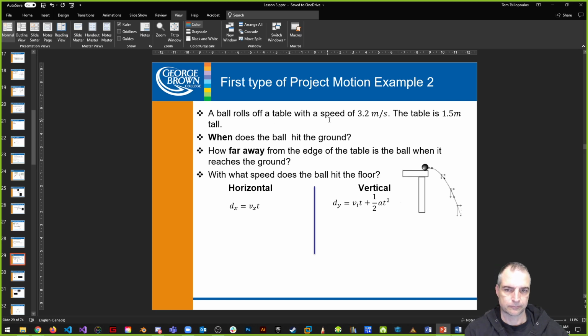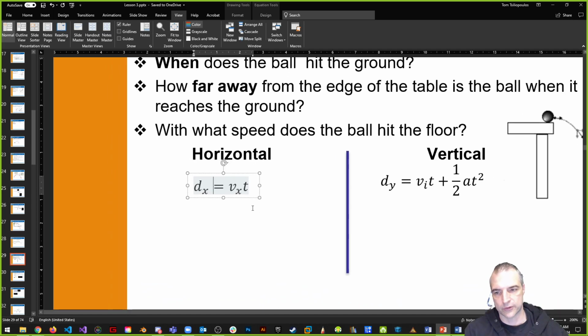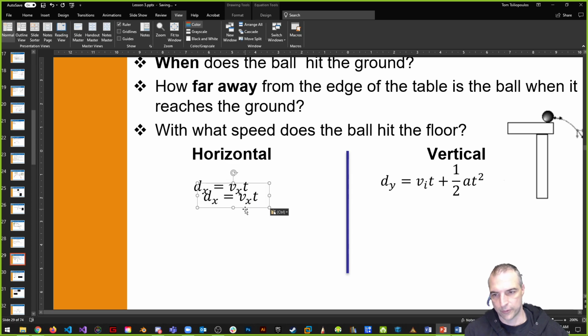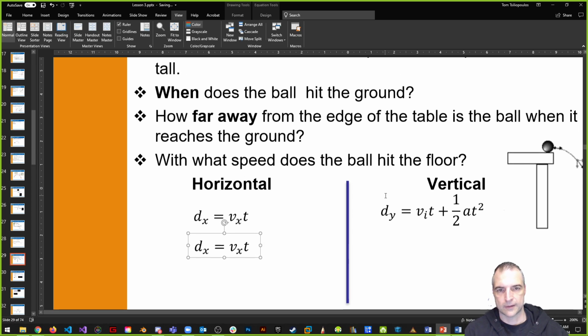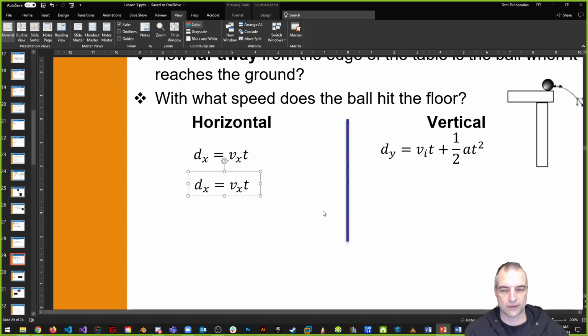So again, it's rolling off in this direction at 3.2 meters per second. If we were going to do this, let me go into this a little bit closer. Can we fill in some of this information? So we're going to put some information in here. And here are the questions. When does the ball hit the ground? And how far away from the edge of the table is the ball when it reaches the ground? Okay? And with what speed does the ball hit the ground? How do we know these things? Well, let's start subbing in the stuff that we know.